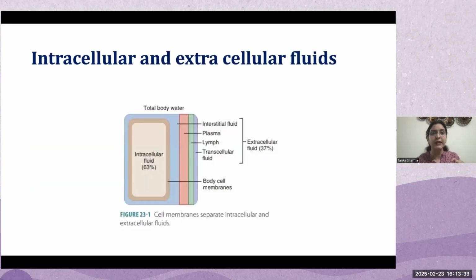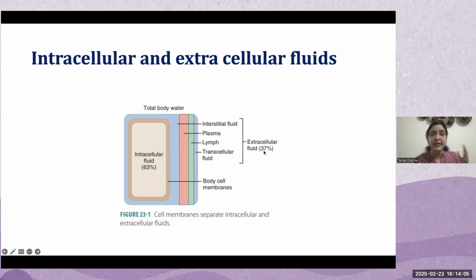So let's quickly revise our basics, that is the compartmentalization of the fluids. We know that the human body is comprising of 60 to 70% of water weight, the fluids only, which are there in the intracellular as well as the extracellular space. When we talk about the intracellular fluid, around 60 to 63% of the fluids is there inside the cells. When we talk about the extracellular fluids, about 37 to 40% of the fluids lies in the extracellular space.